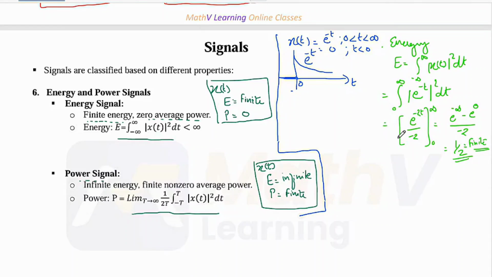Okay, energy is finite. This is the energy. Okay, and now the power of the signal. The power we can see. So this is the energy. Okay, so the power relation is a limit.